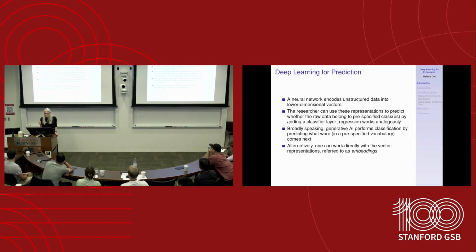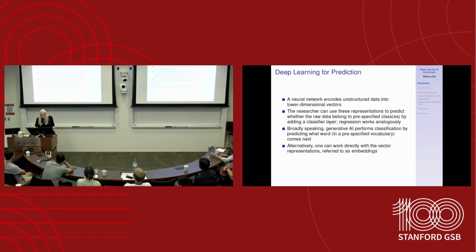Okay, and so the researcher can either use these representations to predict whether the raw data belong to a pre-specified class, and there you just add a classification layer, which is going to map these vectors into class probabilities. Or regression works analogously. If you add a layer to the neural network that combines those vectors that you've predicted to represent your text or image, and it takes those and maps it to a continuous number.